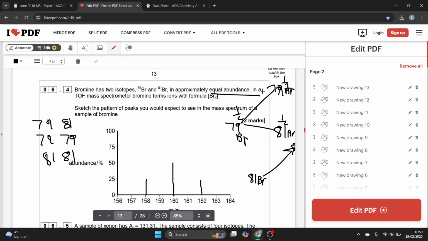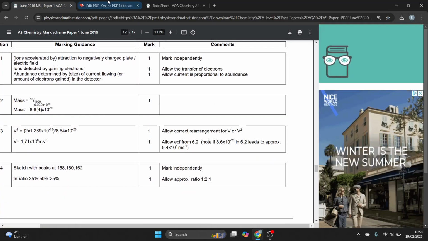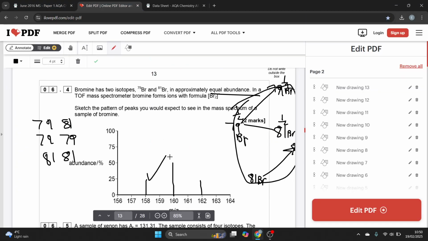It's a complicated method, but what I would recommend is learning this method, this probability tree diagram, so anytime a question like this comes up with chlorine, whatever, you know how to do it just by sketching this diagram. But yeah, peaks are 158, 160, 162, at 25, 50, 25.